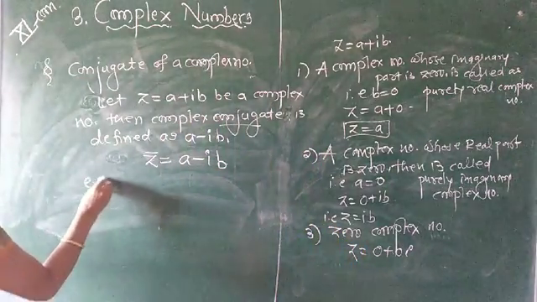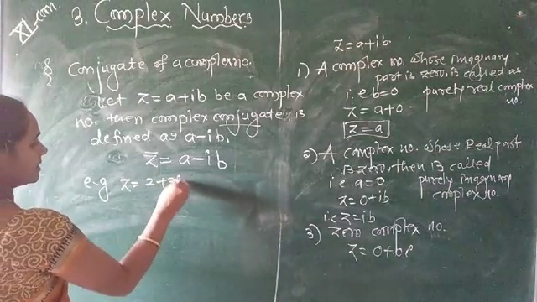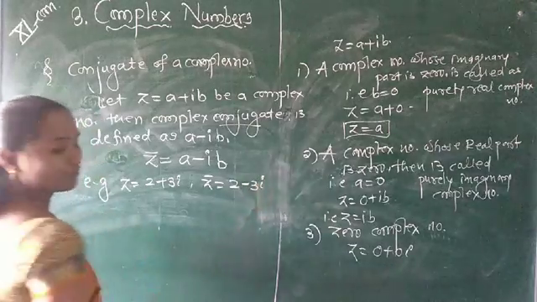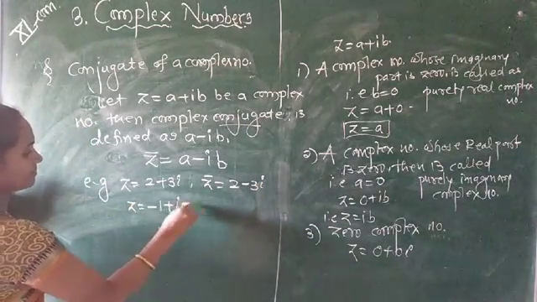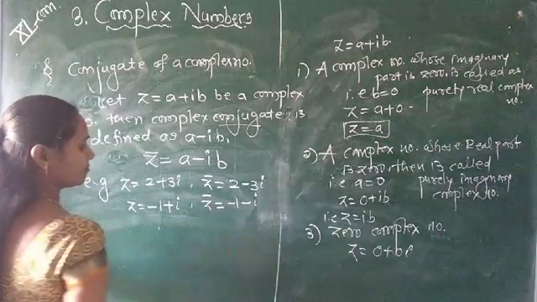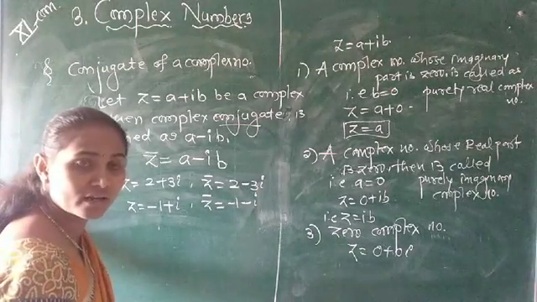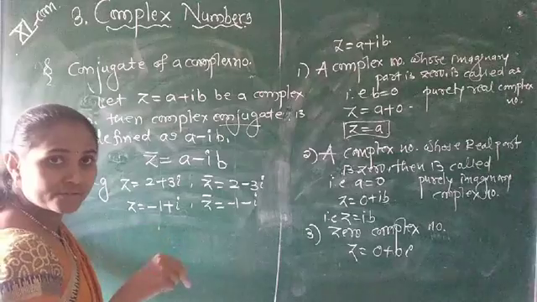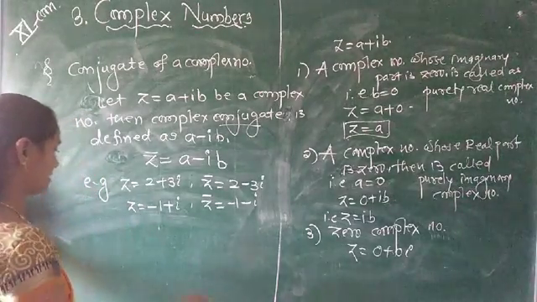Suppose, for example, z is equal to 2 plus 3i, then z bar is equal to 2 minus 3i. Z is equal to minus 1 plus i, then the conjugate is minus 1 minus i. Don't change the sign of the real part. If we have to find the complex conjugate, then change the sign of only the imaginary part.